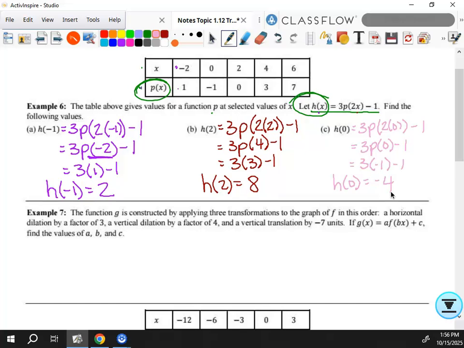I got -4. Did you get -4? If you did not get -4, did you figure out why you should have gotten -4? Okay. All right. Any questions at this point? Okay. Super simple application of that, right? All right, now let's look at example 7.